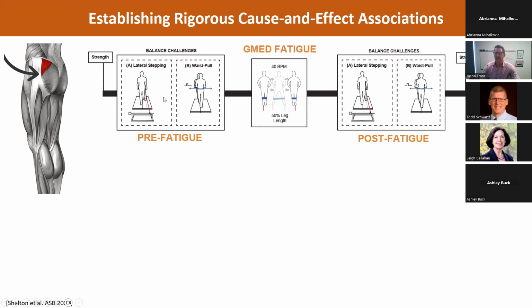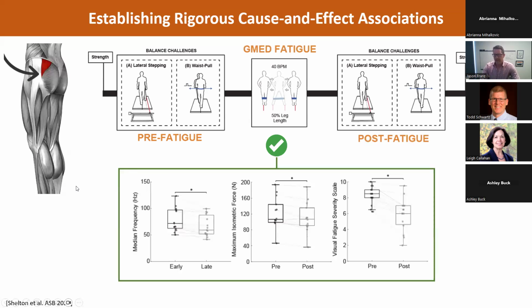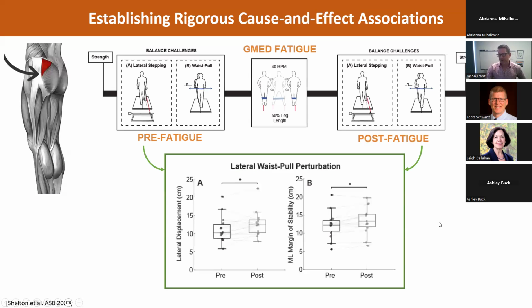And so what he did was he took a lot of balance outcomes before and after, a lot of gait outcomes before and after, and did a sidestepping task to fatigue the glute med. You can see that in the median frequency, the isometric force, also getting additional perceptions of fatigue during this task. And we were able to confirm that, yeah, it's really something about glute med fatigue that is contributing to balance impairment at the end of that 30-minute walk.